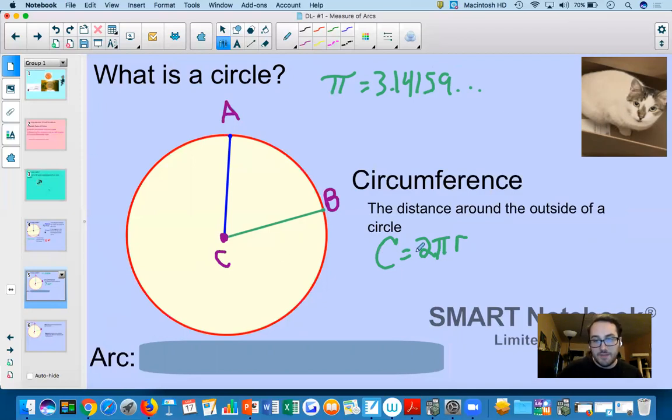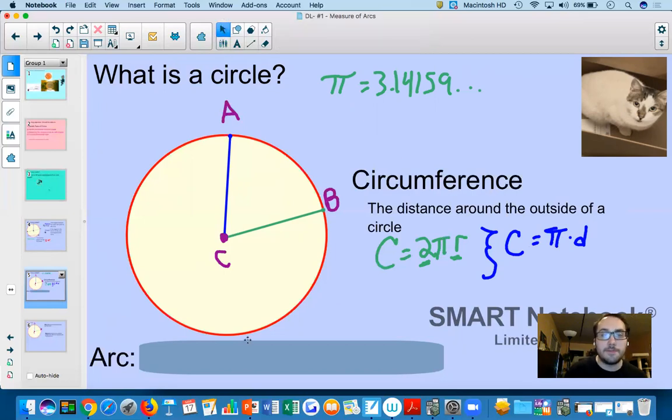Anyways, something else you might have seen is, didn't we say that 2 times the radius is the diameter? Well, you might have also seen this formula like this, that the circumference is equal to pi times the diameter, because 2 times r, 2 times the radius, is the diameter.